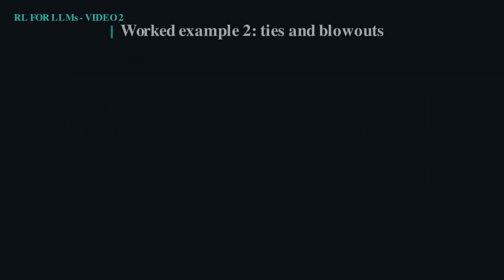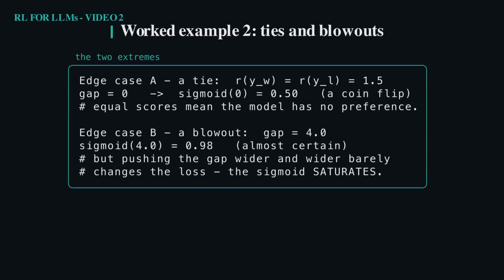Now the two extremes, because they teach you how the loss behaves. First, a tie. Both answers score 1.5. The gap is 0, sigmoid of 0 is exactly a half. A coin flip, no preference. Now a blowout, a gap of 4. Sigmoid gives 0.98, near certainty. But here is the subtle, important part. Once the gap is already large, pushing it wider barely changes the loss. The sigmoid saturates and flattens. That flattening is a feature. It stops the model from chasing ever larger scores on answers it is already confident about, which keeps the scale sane.